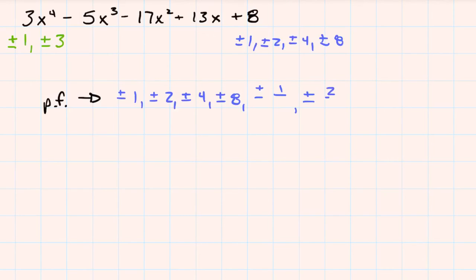So I take all the possible factors of 8 and divide them all by 3. And I get plus or minus a third, plus or minus 2/3, plus or minus 4/3, and plus or minus 8/3. And just remember, all those whole numbers technically are all over 1, which is a factor of 3.